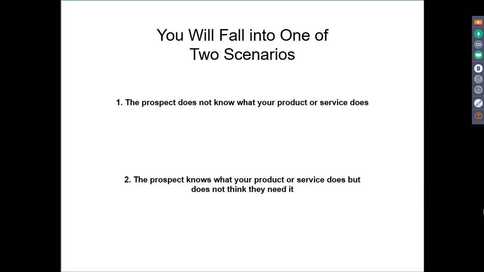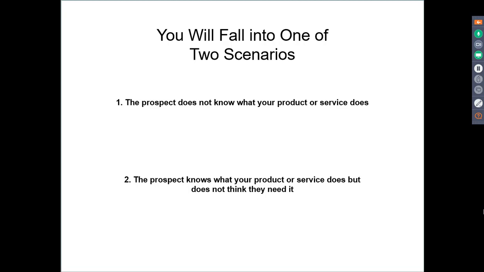Let me give you some examples of this. A recruiting firm, a recruiting service, right? Someone will know what a recruiter does typically. They recruit individuals, right? But someone might currently not use a recruiter and think, I can do this on my own, I don't need that. A CPA firm, buying office supplies, some real commodity type of products. You should know what you fall into.